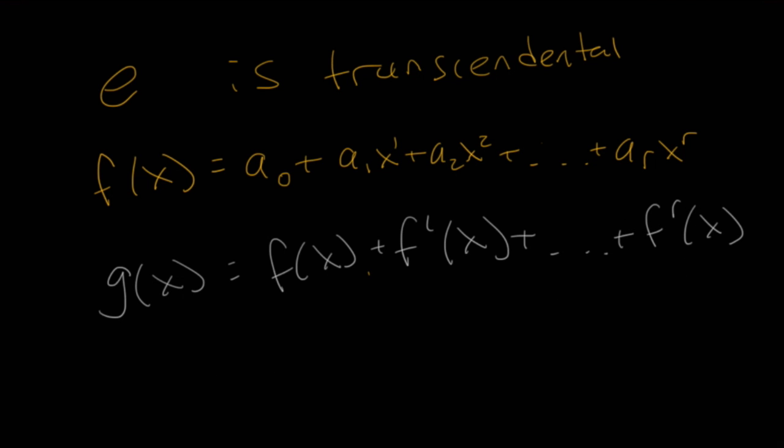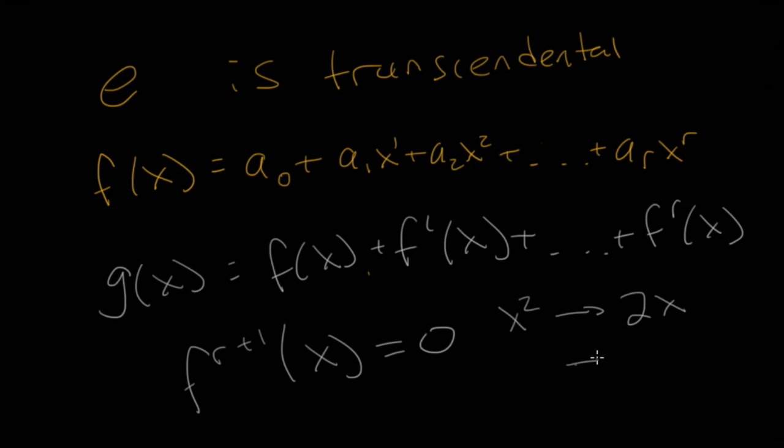Because if you think about it, the r plus 1 derivative of f and all subsequent derivatives of f are going to be equal to 0. We can take the polynomial, say x squared. The first derivative of that is 2x, the second derivative is 2, and all subsequent ones are 0, because it's just going to be the derivative of a constant.